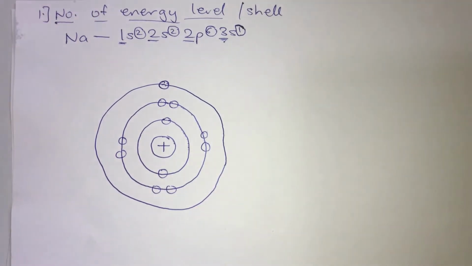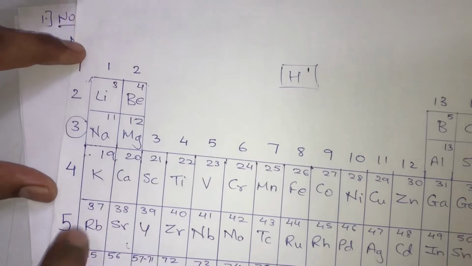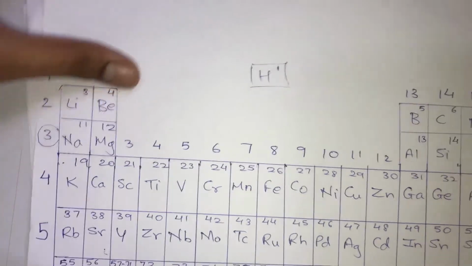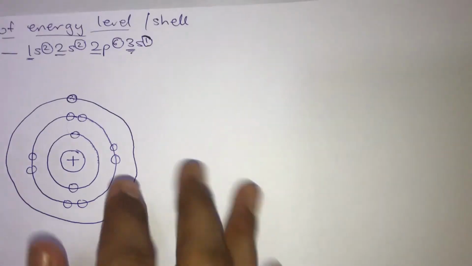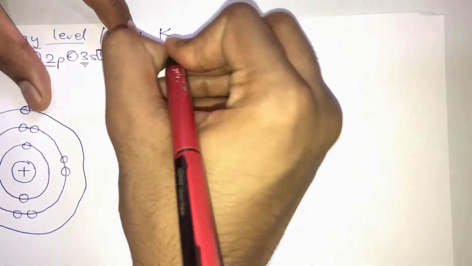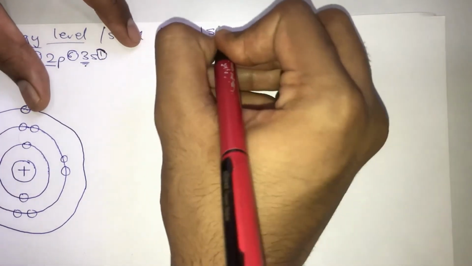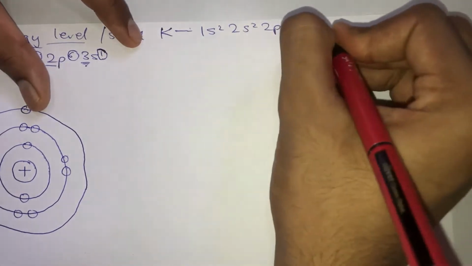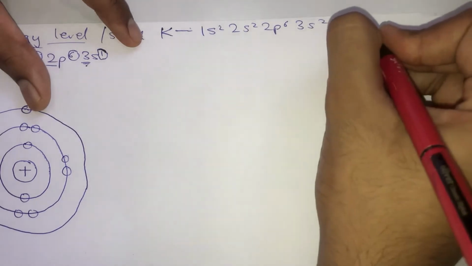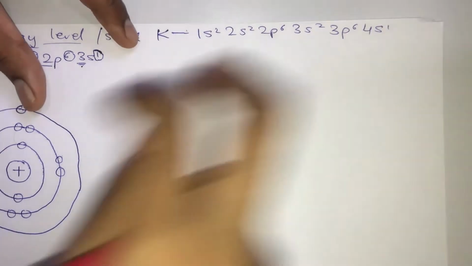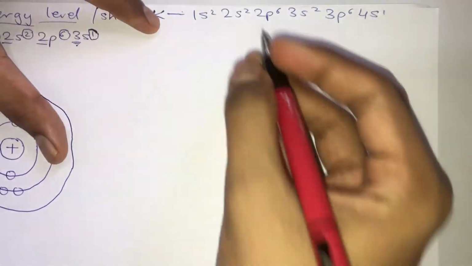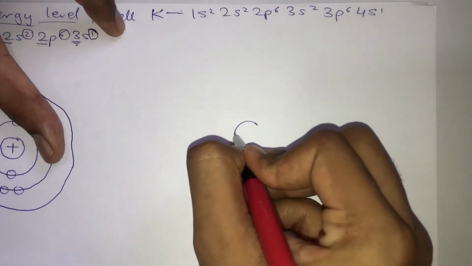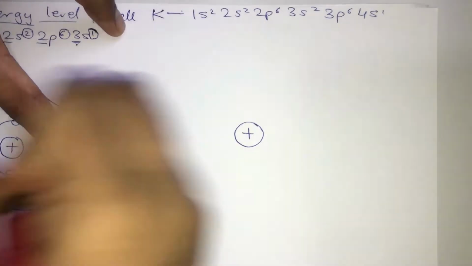Similarly, now I am going to consider an atom of potassium which is present in the fourth period. As we all know, the electronic configuration of potassium is 1s2, 2s2, 2p6, 3s2, 3p6 and 4s1. First of all, if I want to show this potassium atom diagrammatically, I am going to draw a positively charged nucleus over here.